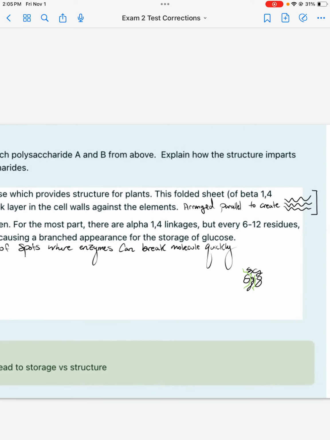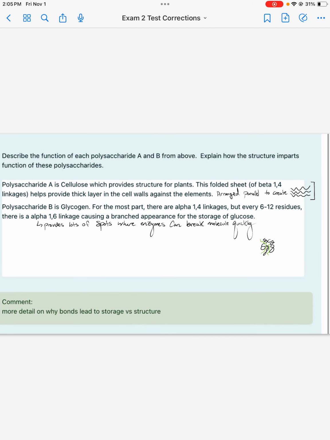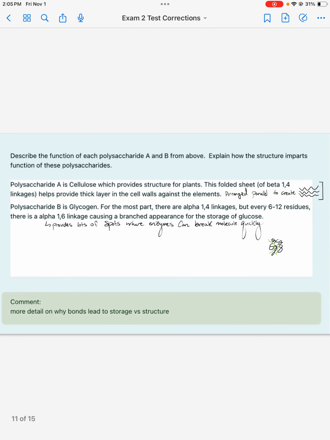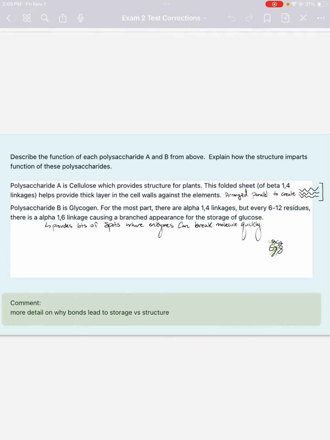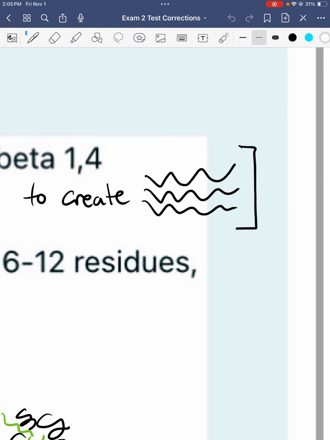So this folded sheet of the beta 1,4 of cellulose is going to be arranged parallelly to create this really flat, nice structure, which looks like this, and then kind of protects against these outer portions. So really thick, nice, good layers against everything.